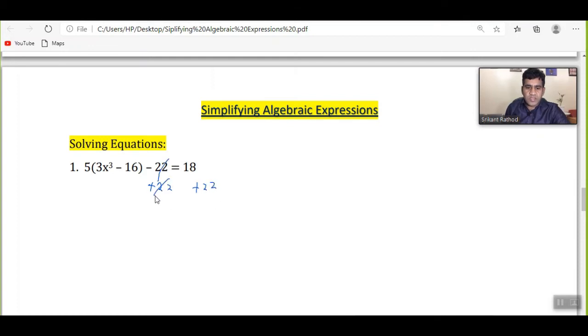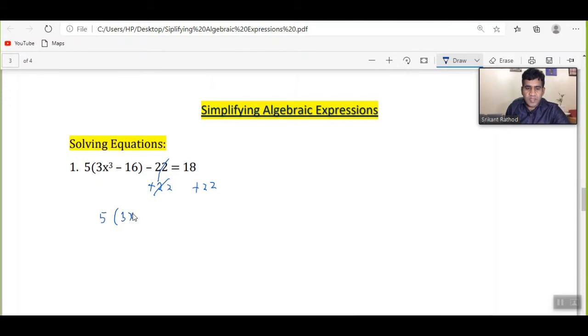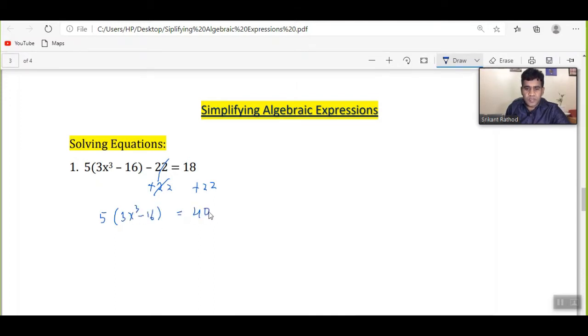So this one and this get cancelled out, then we are getting 5 times (3x cubed minus 16) is equivalent to 40. Remember, I can also multiply 5 times 3 and then multiply this 5 with the entire bracket and then simplify. As I told, there are many ways to solve, right? So now we got 3x cubed minus 16 is equal to 40.